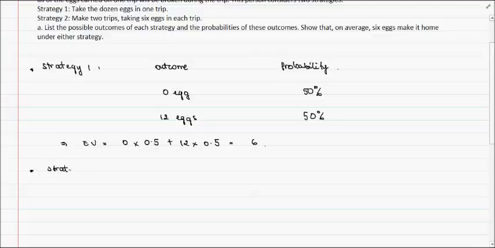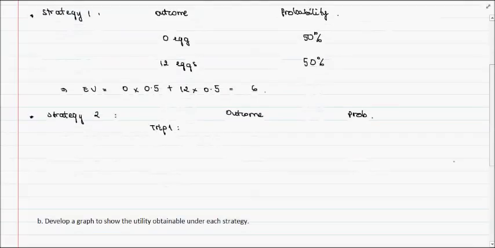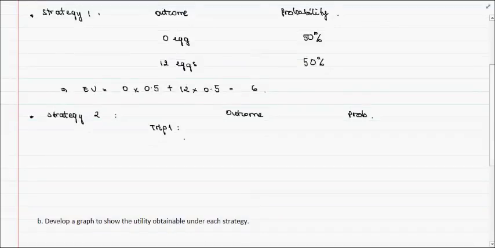Now strategy 2. In this case we have 2 trips. Trip 1 first, outcome and probability. For trip 1, 6 eggs are going to be taken in the first trip. With a 50% chance again, all of the 6 eggs are going to be broken, so we get 0 eggs, with 50% chance. And with a 50% chance the 6 eggs are okay, so we get 6 eggs. That's for trip 1.